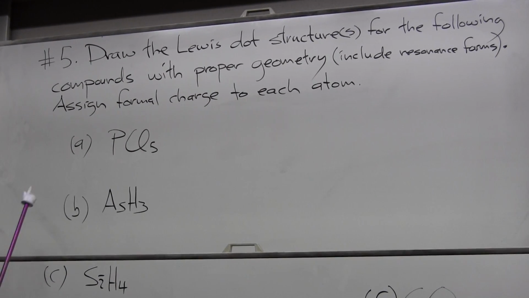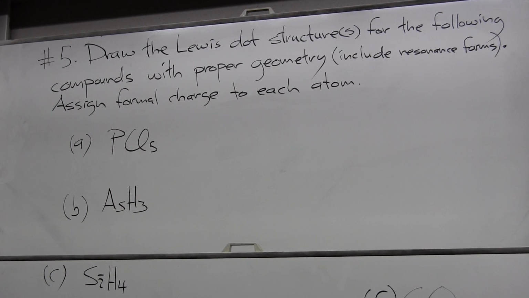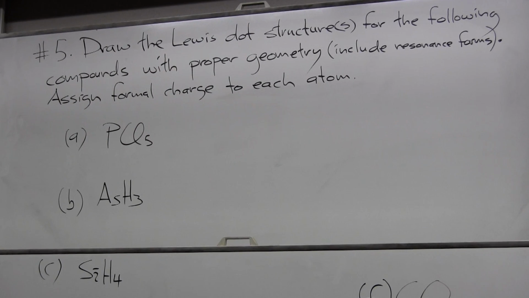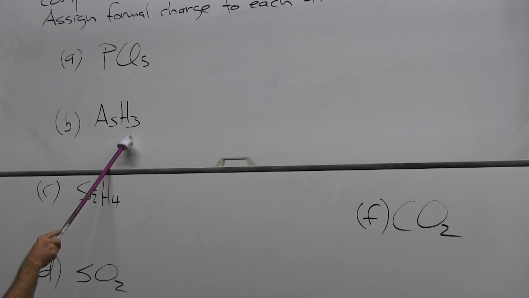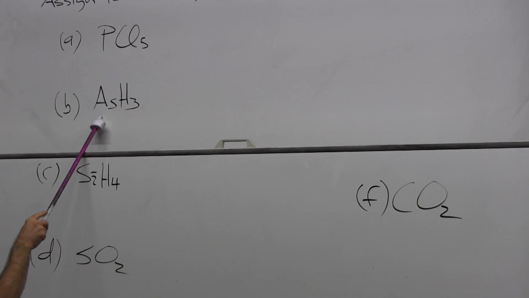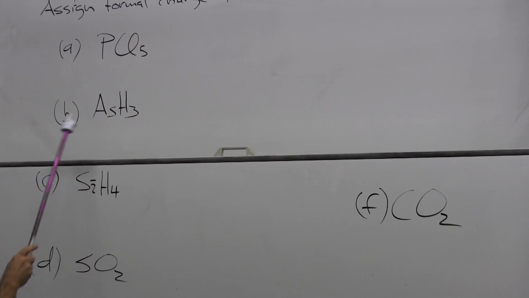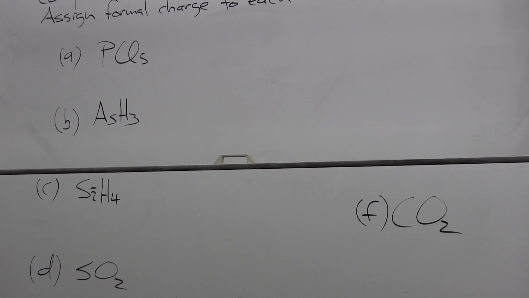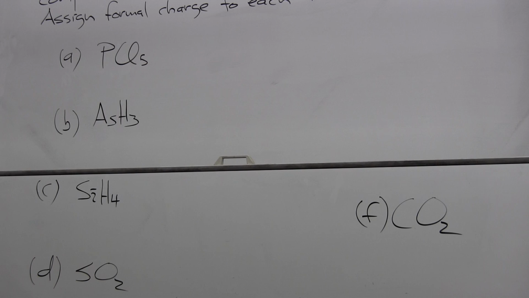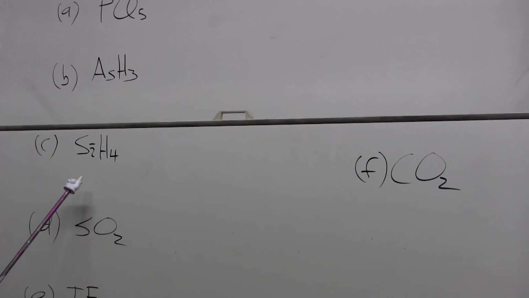A is phosphorus pentachloride, PCl5. B is the arsonium, or arsenic trihydride, AsH3, the arsonium molecule, arsonia, I should say. Arsonium would be with a positively charged ion.